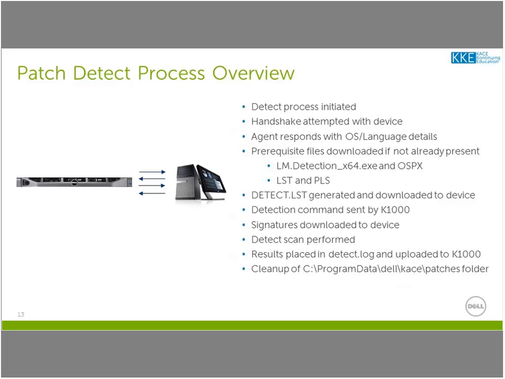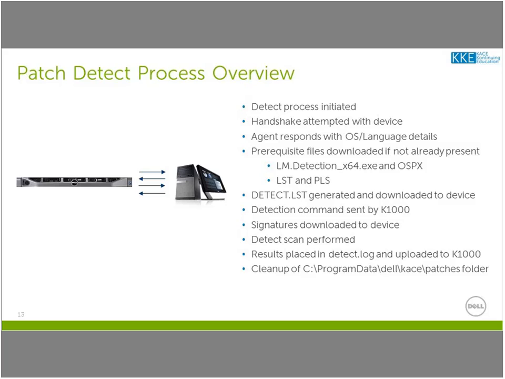And now the agent responds, says, I have this operating system and this language. And so now we know which, out of all of the detection files that we've subscribed to, all the signatures that we've subscribed to, we now know which ones need to be detected for on this machine. Remember the detect.lst, right? And all the PLS files that need to be downloaded? All that runs. Okay, detection runs, OSPX, the LST and the PLS files, all those that we don't already have on the machine, the ones that we need to download get downloaded. Okay, it generates that detect.lst and downloads those patches now.